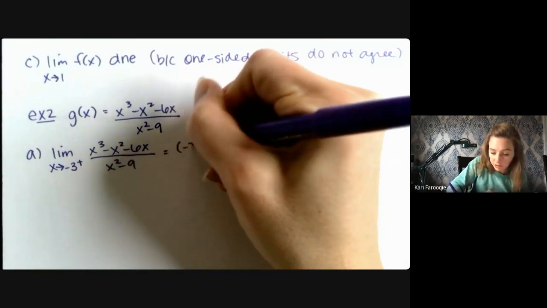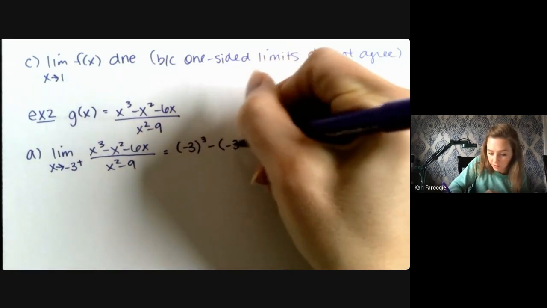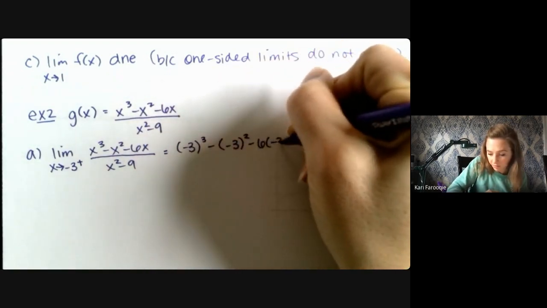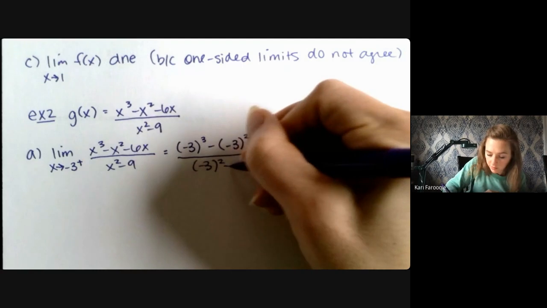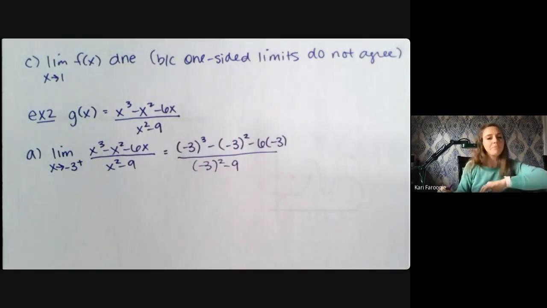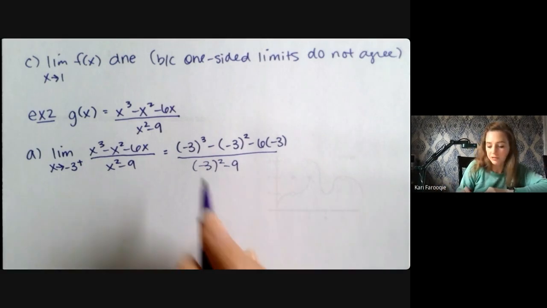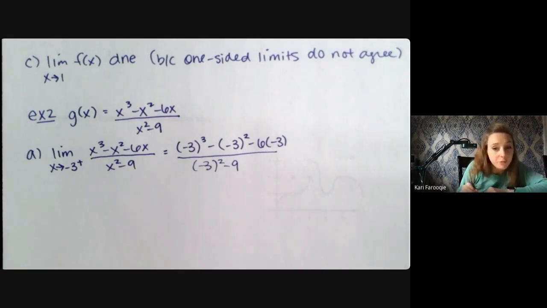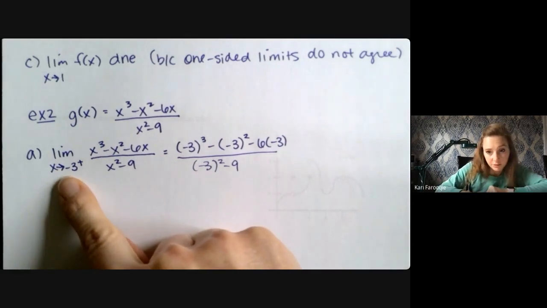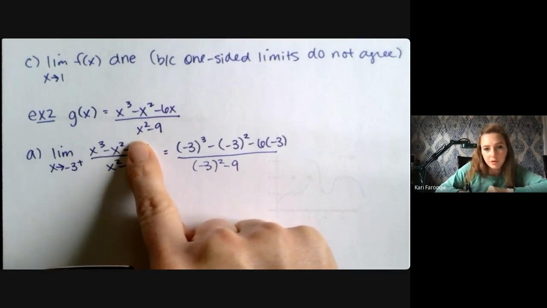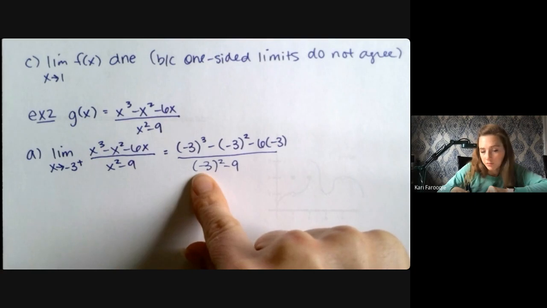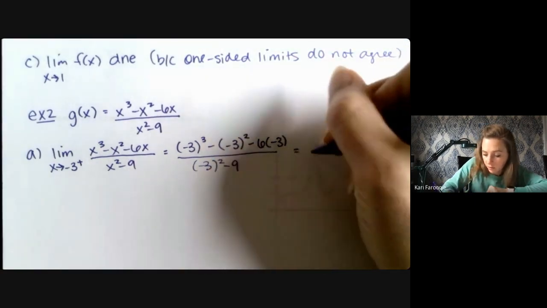So we're going to take -3 cubed minus -3 squared minus 6 times -3. Lots of signs to keep up with here, so be careful. Now, you might be noticing already that there's an issue here with the denominator. There's a reason that we're not talking about this limit as x approaches 1 or 2 or 0. We're talking about it as x approaches -3. The reason we're doing that is because there's a problem at -3. This is a value that makes the denominator 0. -3 times itself is 9, and 9 minus 9 is 0.